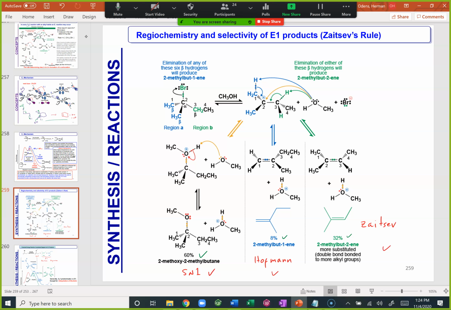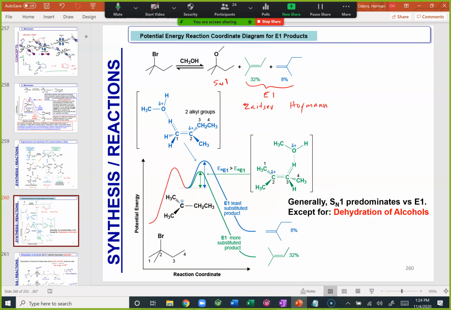So that's what is happening. Let me see if we have, yeah, there's no carbocation rearrangement there, but let's go to the next slide. This next slide just talks about the previous slide. So generally speaking, we said the SN1 predominates versus the E1 except for dehydration of alcohols. And we're going to talk about that next.